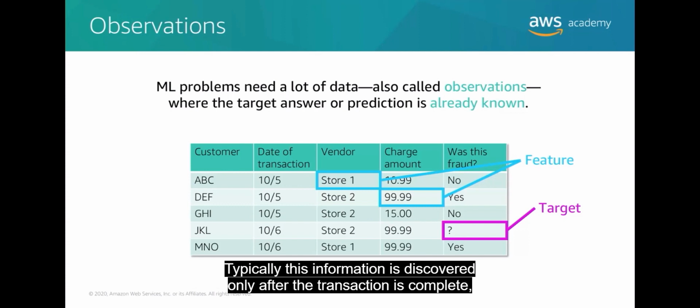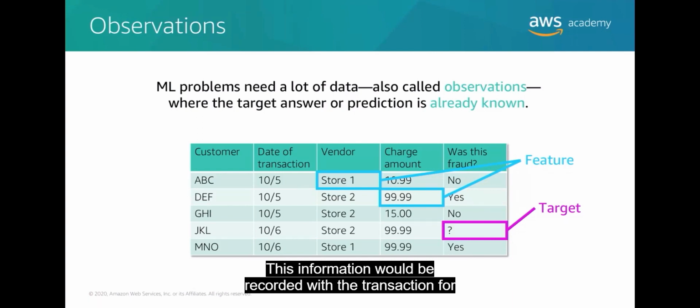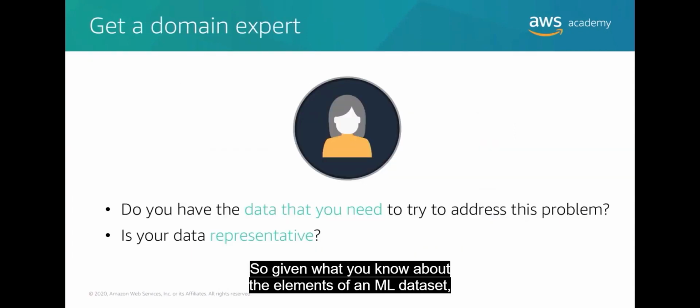You might wonder what the source of the target, fraud or not fraud, is. Typically, this information is discovered only after the transaction is complete and the actual card owner notices a fraudulent transaction on their statement. This information would be recorded with the transaction for exactly the purpose of using it to train a future model.